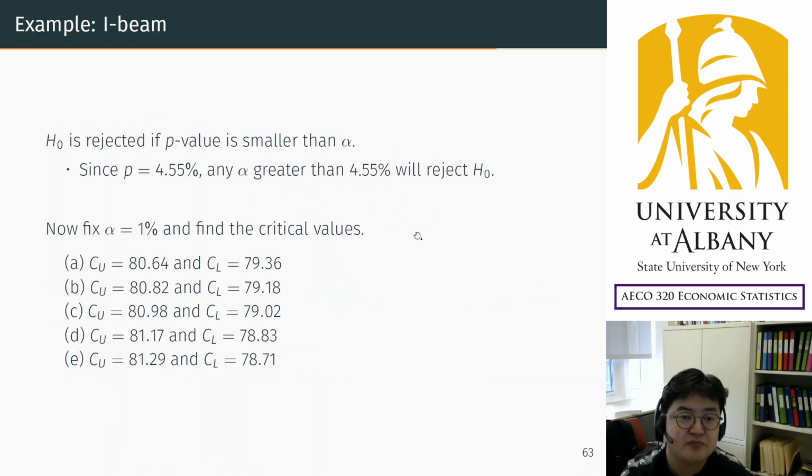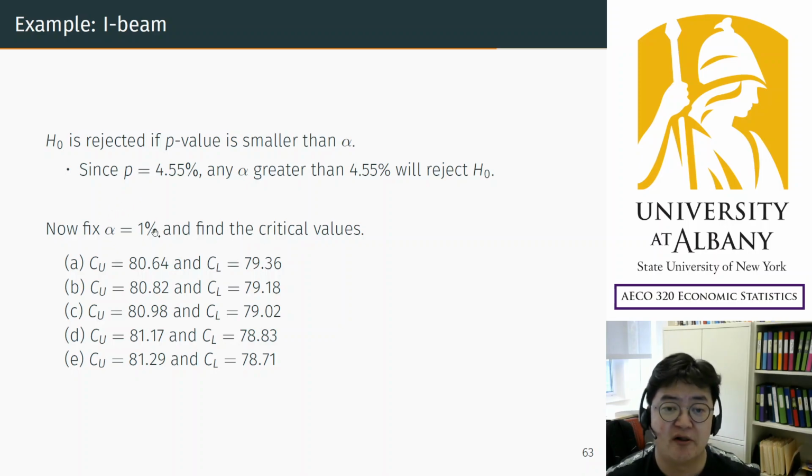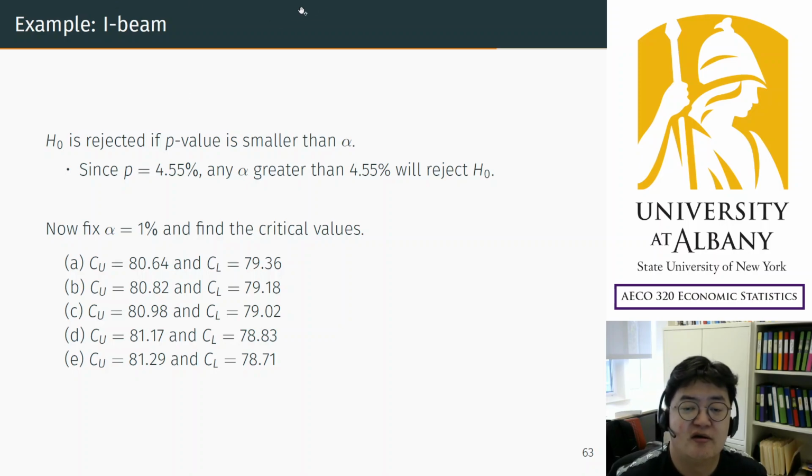Okay. So this is the last question in this video. Now try to find the critical values for the 1% significance level. I will come back and continue the example. So please do the algebra while you move on to the next video.